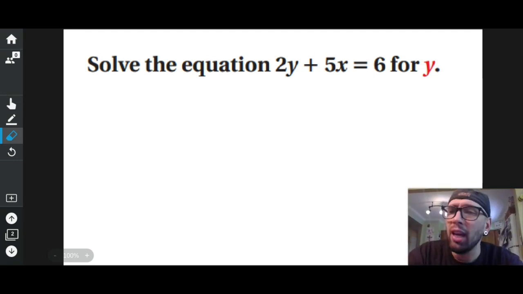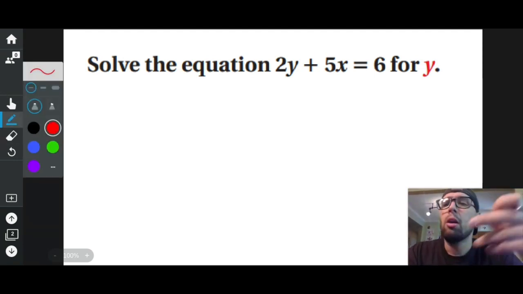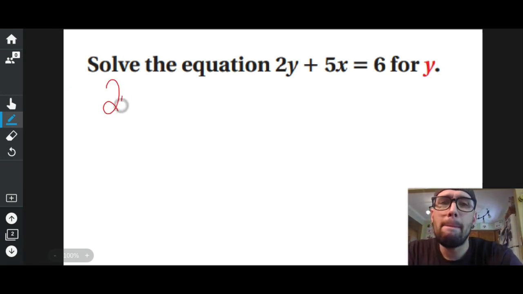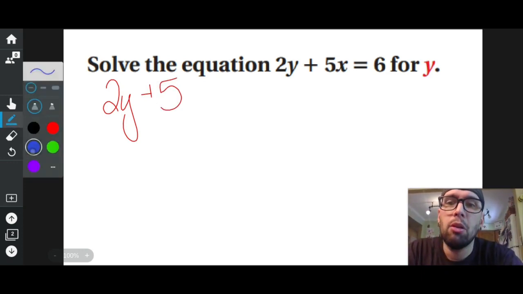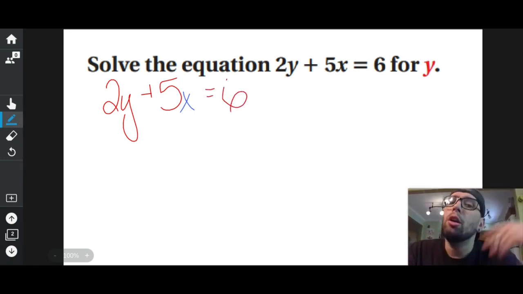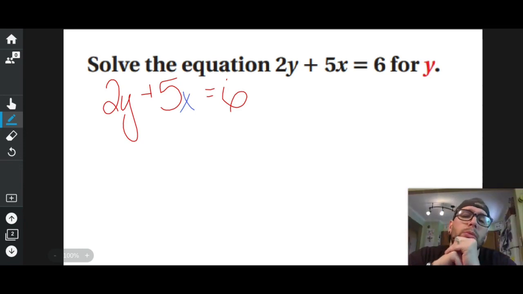And so pretend that this is 2y plus 50. Just pretend. 50. X's are now zeros. Equals 6. You would look at that and say, well, is y all by itself? No, because 50 is in the way, and because 2 is in the way.